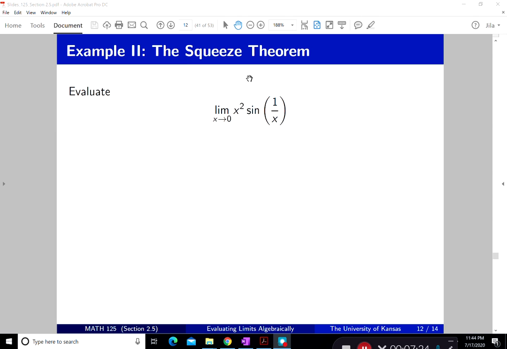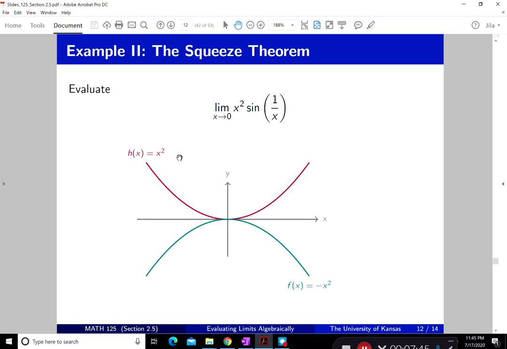You've seen sine of 1 over x. That one did not have a limit. But interestingly enough, x squared sine of 1 over x has a limit as x approaches 0. There are homework assignments usually assigned on this type of problem. So in here, let's have the parabola h of x equal to x squared, and another parabola, f of x equal to negative x squared.